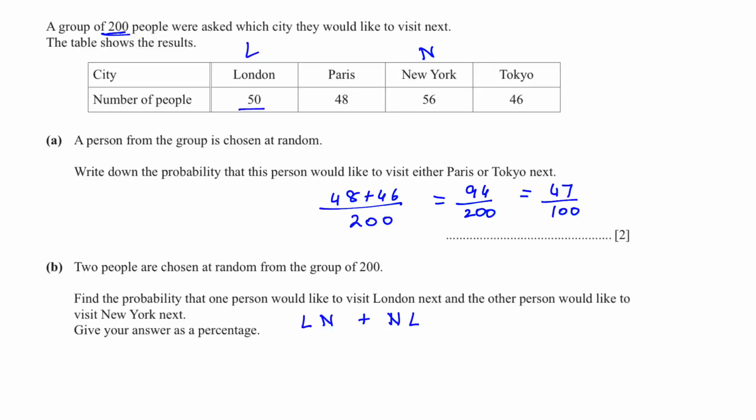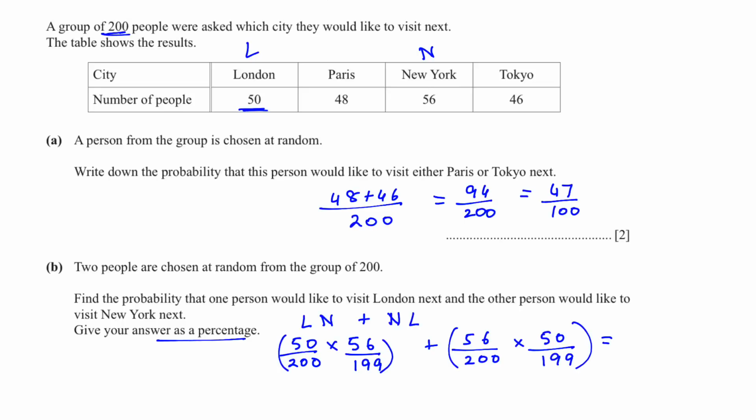What is the probability of London? 50 over 200. What is the probability of New York? 56 over. One person has been removed from the group of 200 people. So how many are remaining now? 199. And New York is 56 over 200. Again, as one person has been removed, London will be the same 50, but over the total 199. This will give us 0.1407. Whenever we want to find the answer as a percentage, we multiply by 100. So 0.1407 multiplied by 100 will give us 14.07. You can leave it like that or round it to one decimal, 14.1 percent.